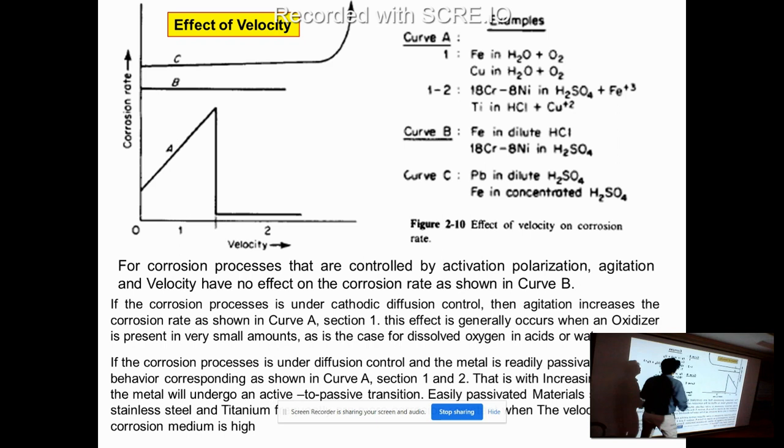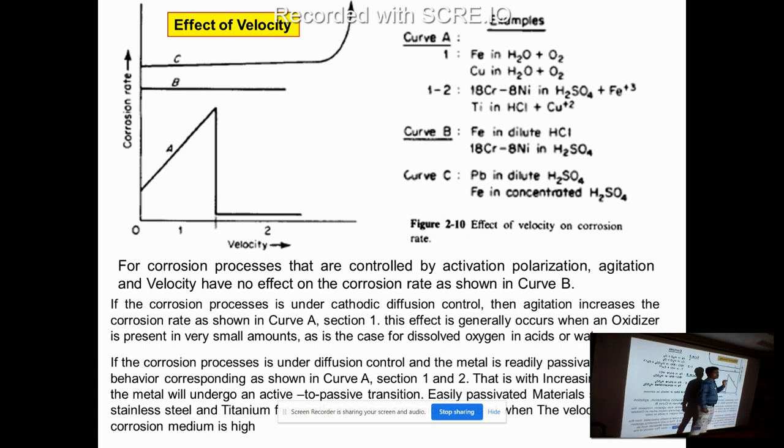So curve A, what is the example for curve A? For section 1, iron in water plus oxygen. We have discussed this case. So for case 1, if you increase the velocities, the corrosion rates will increase.